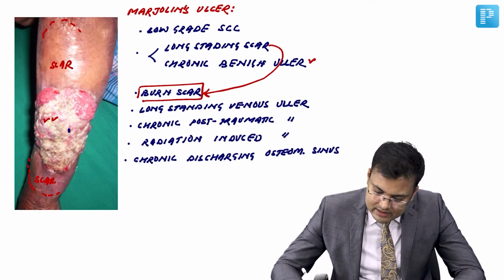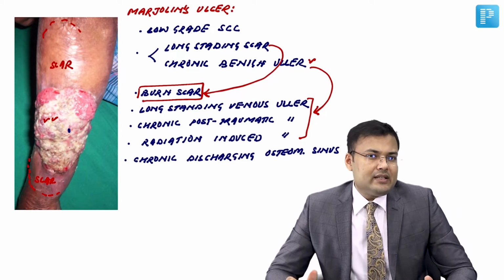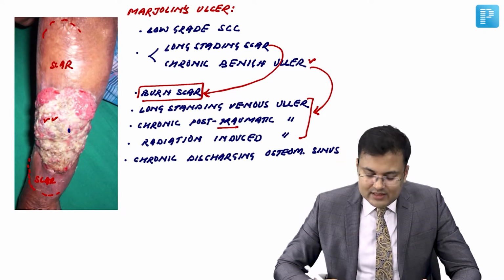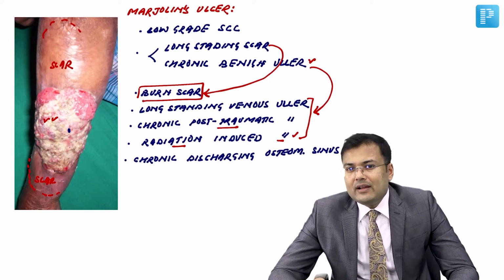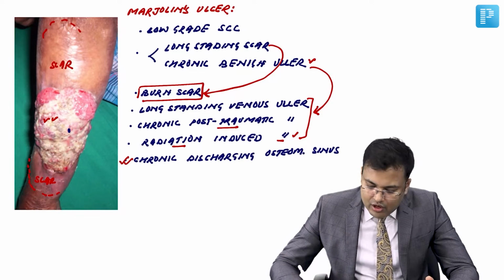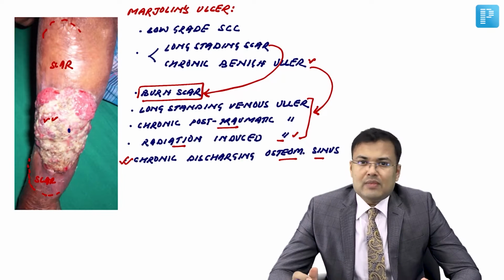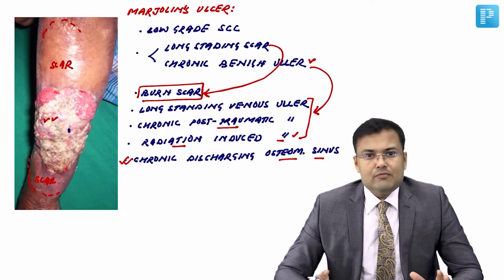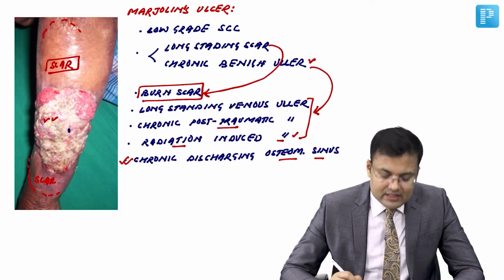And chronic benign ulcer, what do you mean by chronic benign ulcer and in which ulcers this malignancy is seen? It is seen in long-standing venous ulcer, if the patient is having chronic post-traumatic ulcer, or if there is radiation-induced ulcer. From these ulcers, the patient might develop Marjolin's ulcer. And if a patient is having chronic discharging osteomyelitic sinus, even that also increases the risk of Marjolin's ulcer.